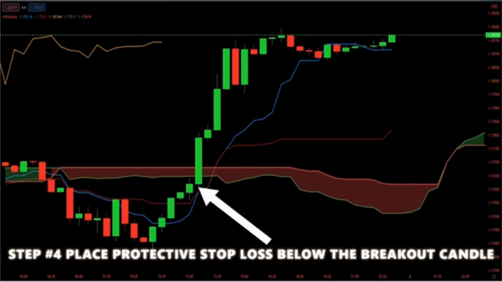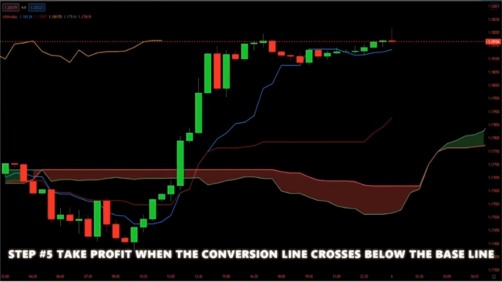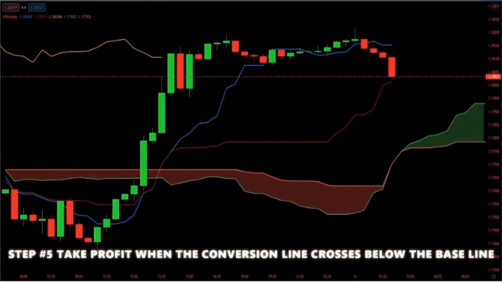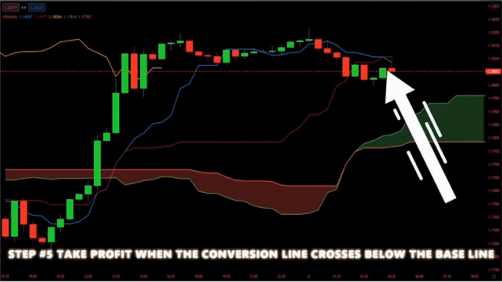The next logical thing we need to establish for the Ichimoku trading system is where to take profits. Step number 5: take profit when the conversion line crosses below the baseline. We only need one simple condition to be satisfied with our take profit strategy. When the conversion line crosses below the baseline, we want to take profits and exit our trade.